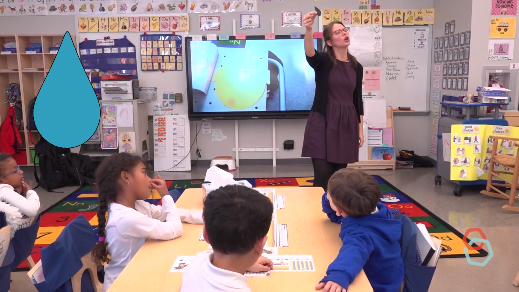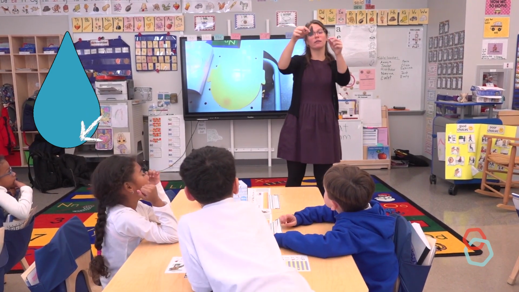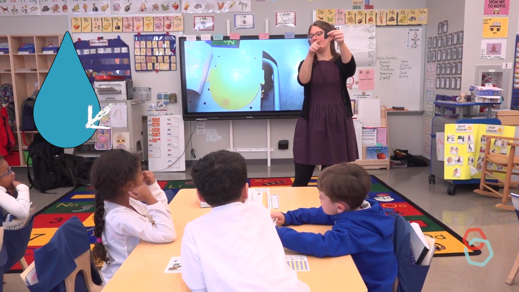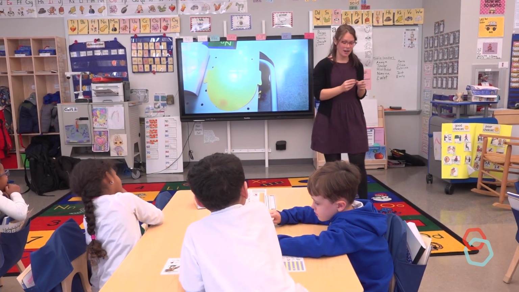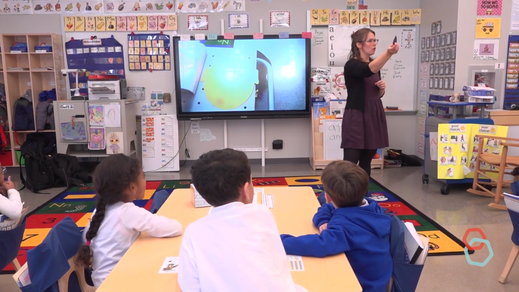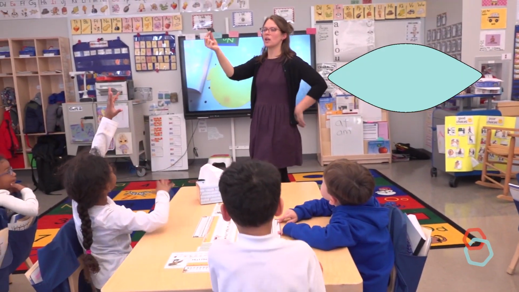And how many curves does this shape have? One curve at the bottom. It's like a smile. A curve is like a smile. You're right. Yeah, this is like a teardrop or a raindrop shape. Totally. What does this shape remind you of?